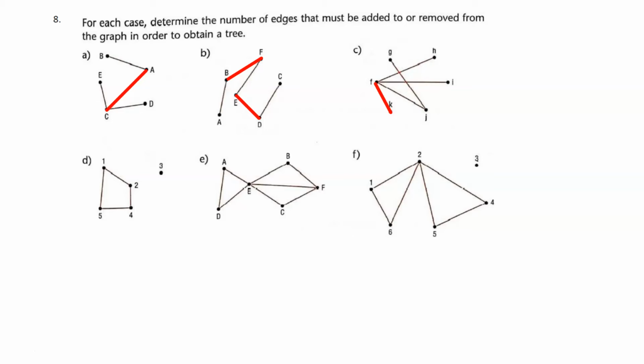In graph D, we have a circuit. We can go all the way around, so we need to take out any one of the edges, and it will make it a tree. In this case, it would take out the edge from 5 to 4.